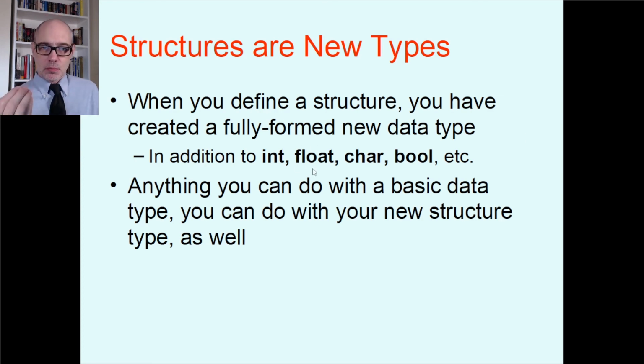So in addition, at this point, to the types int and float and char and bool and string, now you have type student. Every time you define a new structure, you have a new type. So the primary theme of the rest of this chapter, and actually future chapters with other stuff, is that basically anything you can do with a basic data type, you can also do with your new structure type as well.